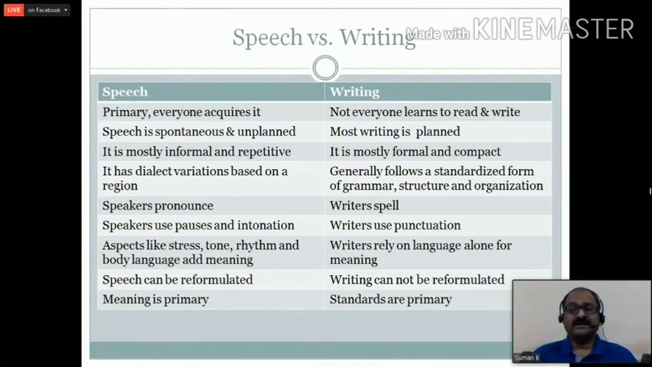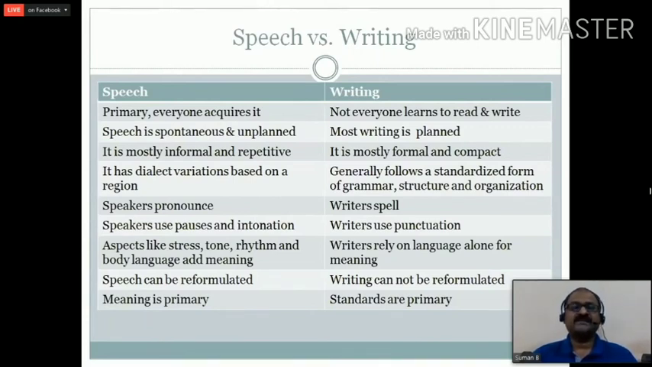But writing generally doesn't have too many dialects. It has one standard dialect which follows the standard grammar, structures, and organization. Next, speakers: when you speak, you pronounce, whereas writers spell. While speaking, if you make a mistake in pronunciation, that can lead to miscommunication. Somebody can misunderstand you. Similarly, while you are writing, you need to take care of your spelling. If your spelling is wrong, if your grammar is wrong, you can be misunderstood.